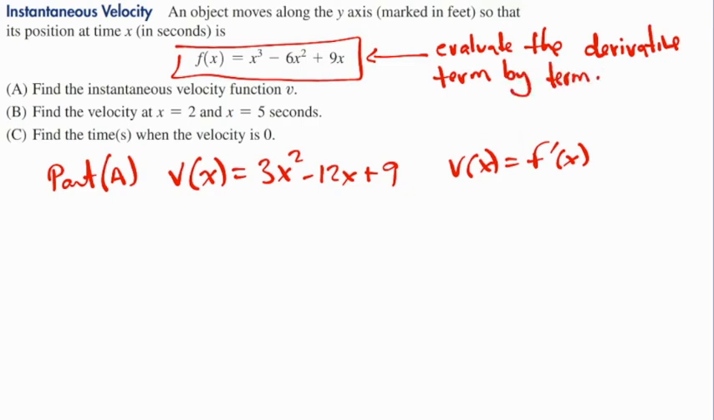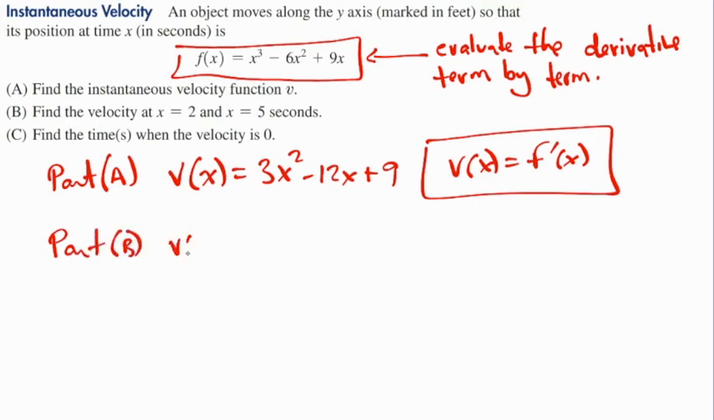And velocity is the rate of change in distance as time changes. So that's why once you hear rate of change, once you can express something as rate of change, we're talking about derivatives. Part B says find the velocity at x equals 2 and at x equals 5.